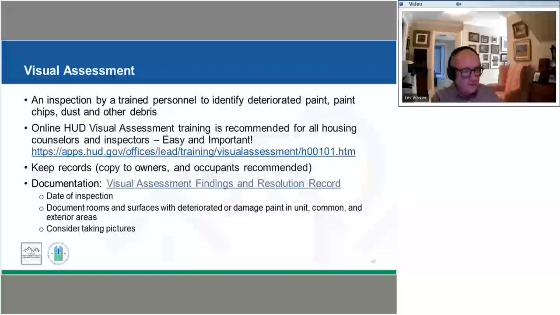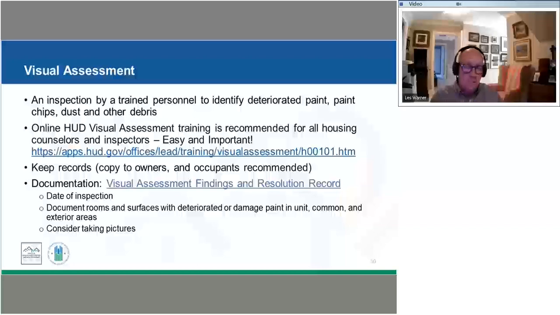For the visual assessment, as we mentioned, this is when a visual room-by-room inspection is being done where we're looking for signs of deteriorated paint, but also for dust, debris, paint chips, those sorts of things. And we mentioned that there's a log to be able to use as part of that. So this, again, is our linkage for that online training. It's free. It can be done easily online, and then you have a certification for that.